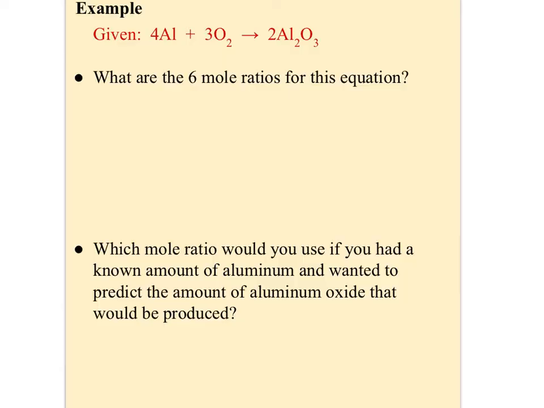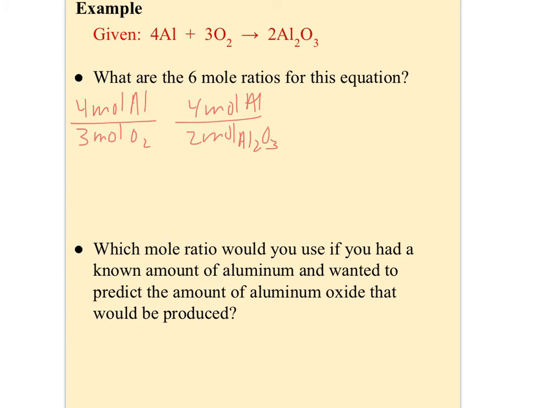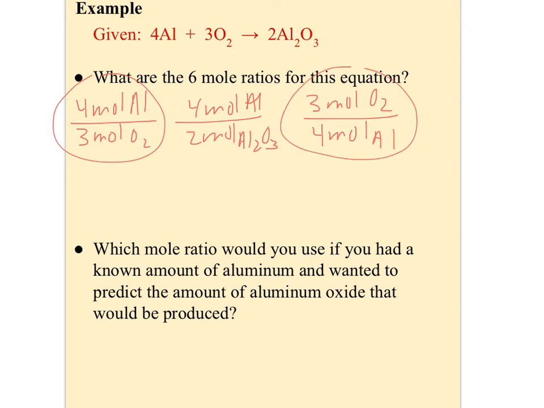I've got my same equation here, and it says, what are the 6 mole ratios for this equation? Well, I could have 4 moles of aluminum, and I could compare it to 3 moles of O2. Or I could compare my 4 moles of aluminum to 2 moles of Al2O3. That would be if I wanted to find out how much aluminum I needed and I had the oxygen or the aluminum oxide. I could also be wanting to find out something about my 3 moles of oxygen compared to my aluminum. And now you notice that this converter flipped from 4/3 to 3/4. Or I could be thinking about my 3 moles of oxygen compared to my product, 2 moles of Al2O3.